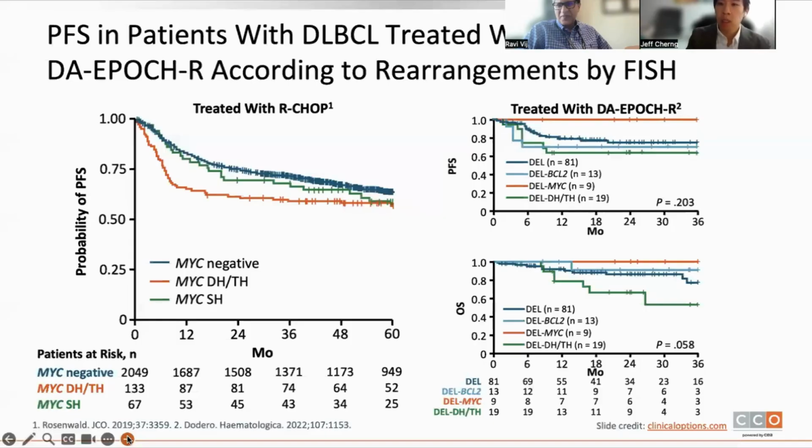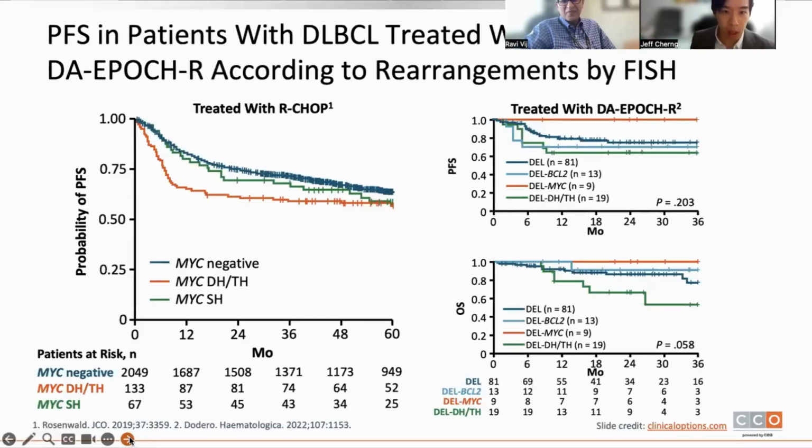There's quite a large body of retrospective data that suggests that these patients don't do quite as well in terms of progression-free and overall survival with standard R-CHOP alone. And so there's been historically a lot of interest in treating these patients with escalated, more aggressive immunochemotherapy regimens, one of which we have a lot of experience with now is dose-adjusted R-EPOCH. And there seems to be some reasonable benefits in salvaging these patients' outcomes.